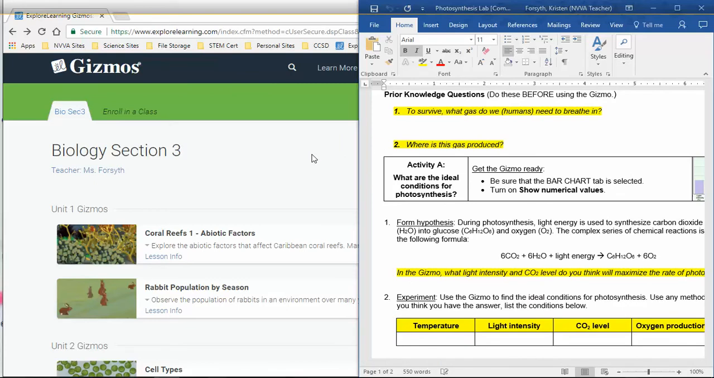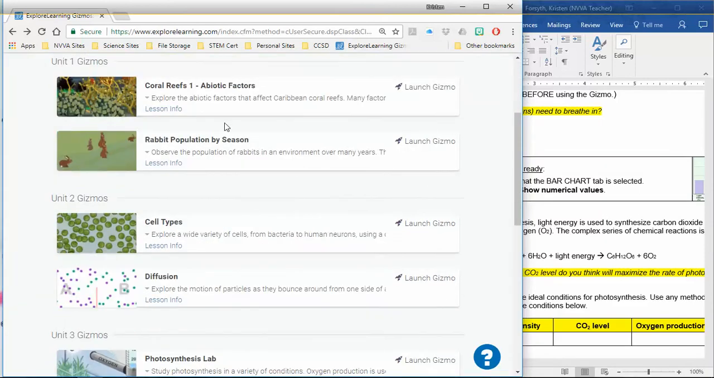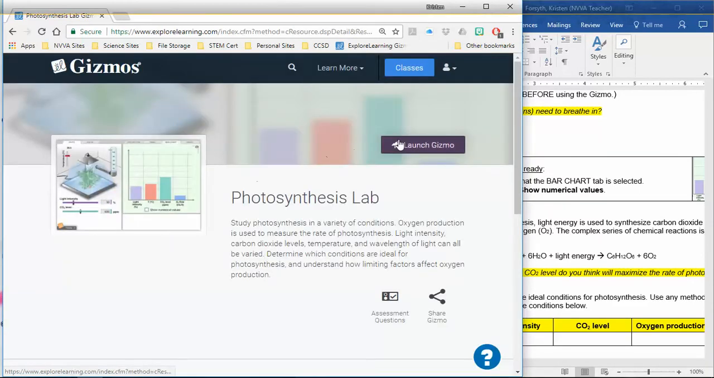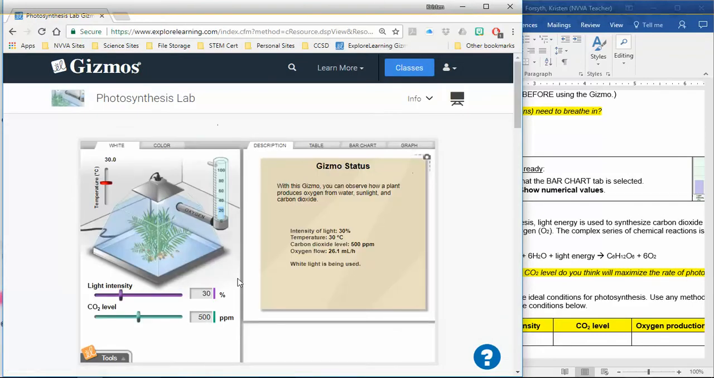So first thing you need to do is on Explore Learning, find the Gizmo. It's in Unit 3. So Unit 1, Unit 2, Unit 3, there it is, the Photosynthesis Lab. Click it, and then make sure you launch that gizmo. Okay, it'll take a second to load, but then you should see the setup here.